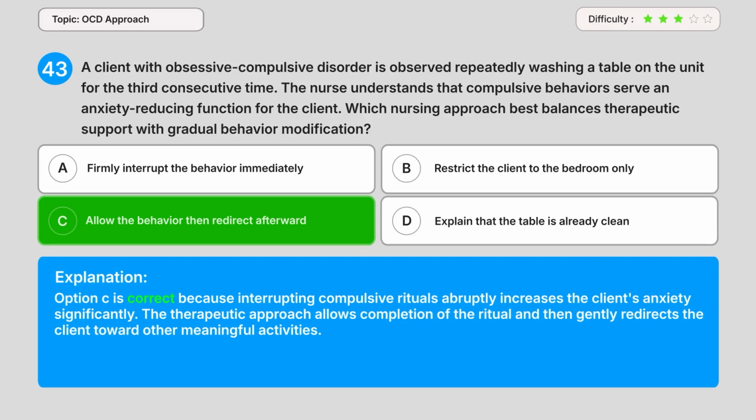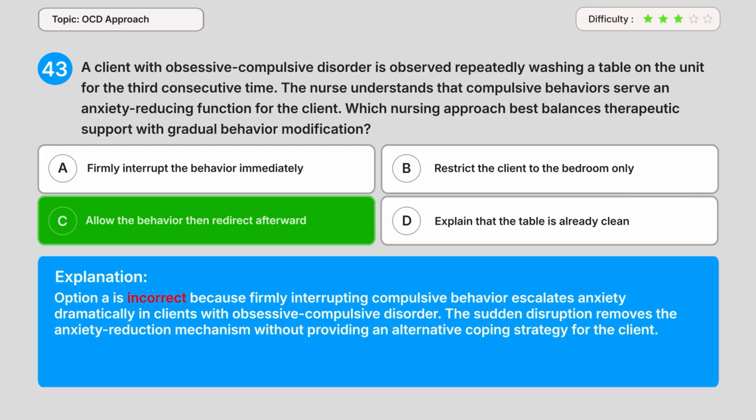Explanation. Option C is correct because interrupting compulsive rituals abruptly increases the client's anxiety significantly. The therapeutic approach allows completion of the ritual and then gently redirects the client toward other meaningful activities. Option A is incorrect because firmly interrupting compulsive behaviour escalates anxiety dramatically in clients with obsessive-compulsive disorder. The sudden disruption removes the anxiety reduction mechanism without providing an alternative coping strategy for the client.